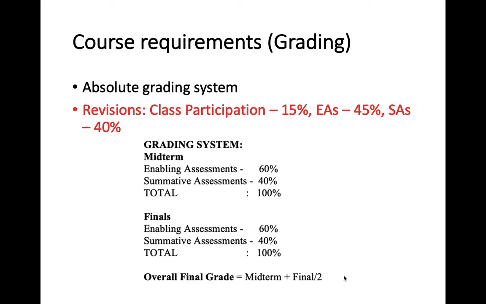Last semester, or for the previous semesters that we've been doing distance learning, we followed the grading system where your semestral grade is the average of your midterm and finals. And for each term, you are given 60% for your enabling assessments and 40% for your summative assessments. As per the newest IRR released by our Vice Chancellor for Academics and Research, there are some revisions to the grading system where we have introduced the component of class participation as 15%. Your enabling assessments are now going to have a lesser value, that's 45%, and your summative assessments will remain at 40%.